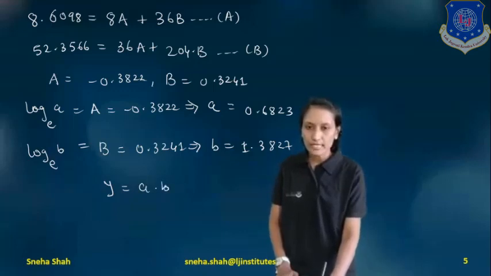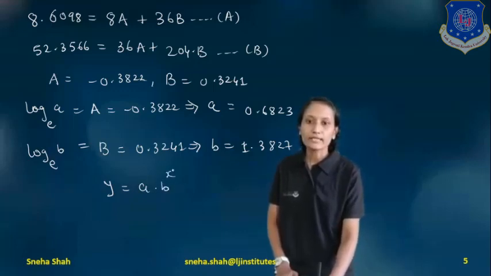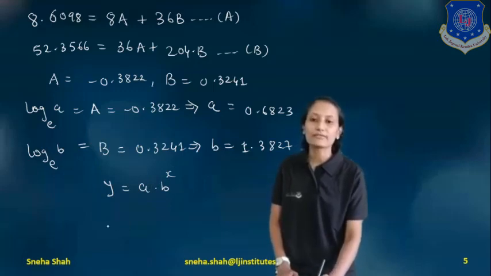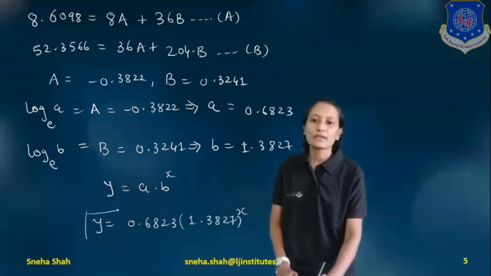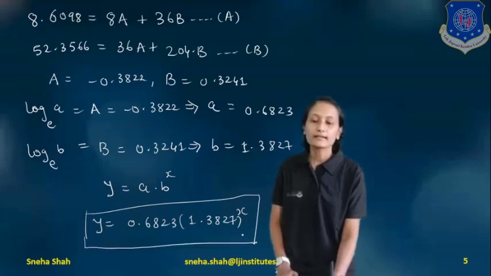Now you have been given the equation as y equals a into b raised to x, right? Now in this equation, if we put in the values of small a and b, we can find the final answer. y equals 0.6823 into 1.3827 raised to x. So this way we can fit the curve.